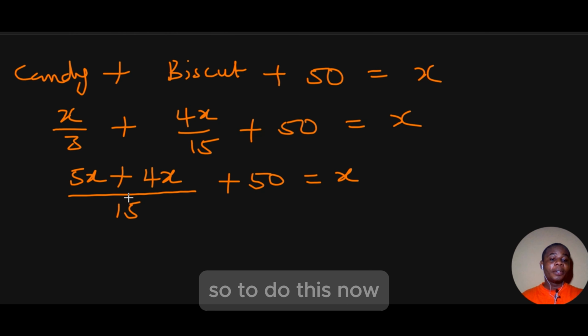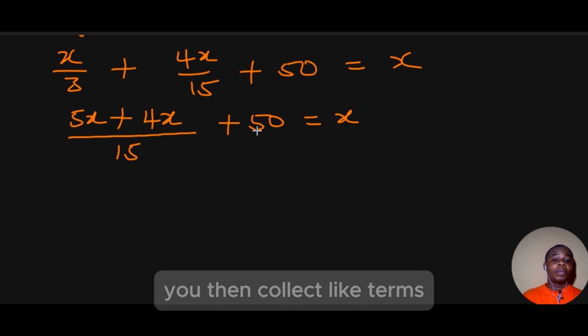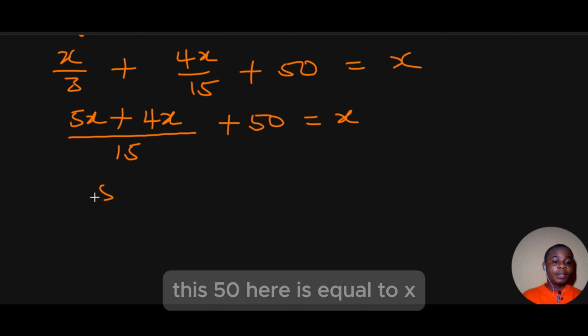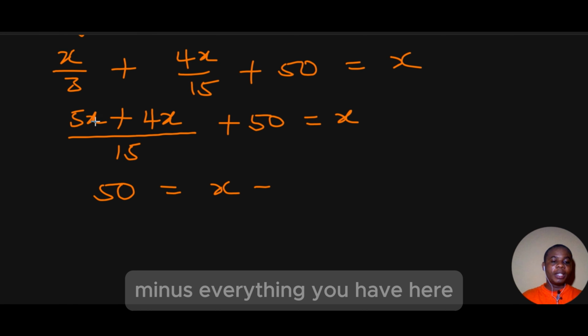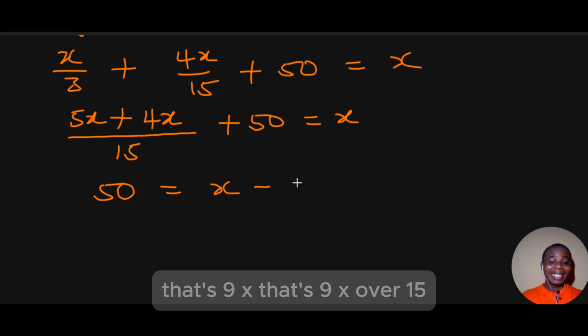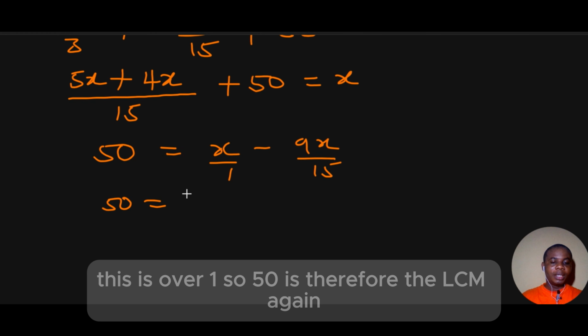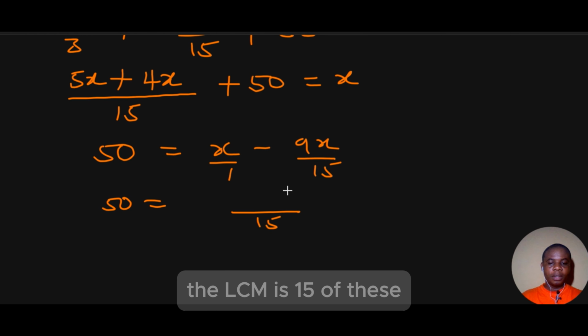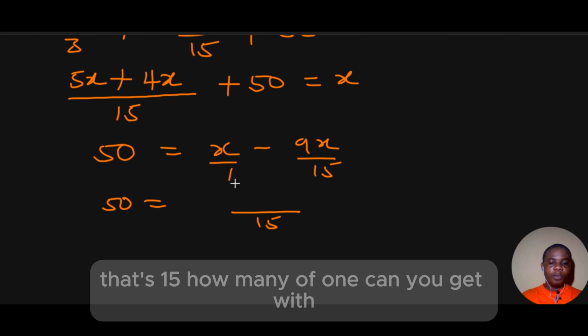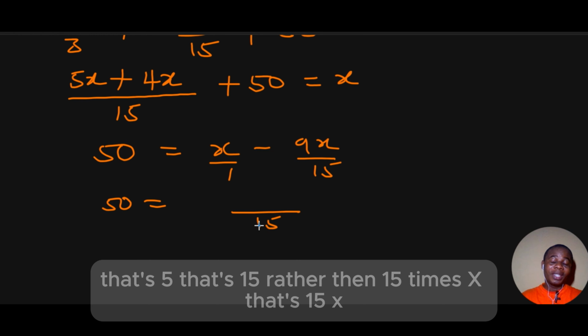So to do this now, you then collect like terms. This 50 here is equal to x minus everything you have here. So let's work on this. 5x plus 4x, that's 9x. That's 9x over 15. This x is over 1. So 50 is there, for the LCM again, the LCM is 15. How many of 1 can you get in 15? That's 15.